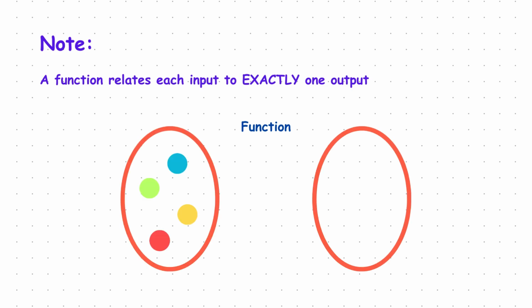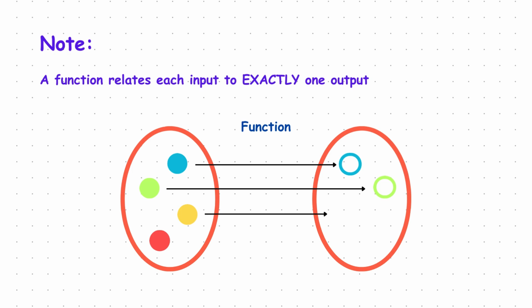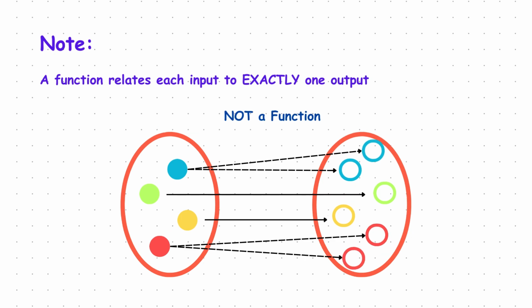So an important point in the definition of a function in mathematics is that it relates each input to exactly one output. Just like this picture that you're seeing here, this function is relating each circle to exactly one ring. However, in this picture, as you can see, the blue circle is being related to two different rings, and the red one is also being related to two different rings. Therefore, this is not a function.